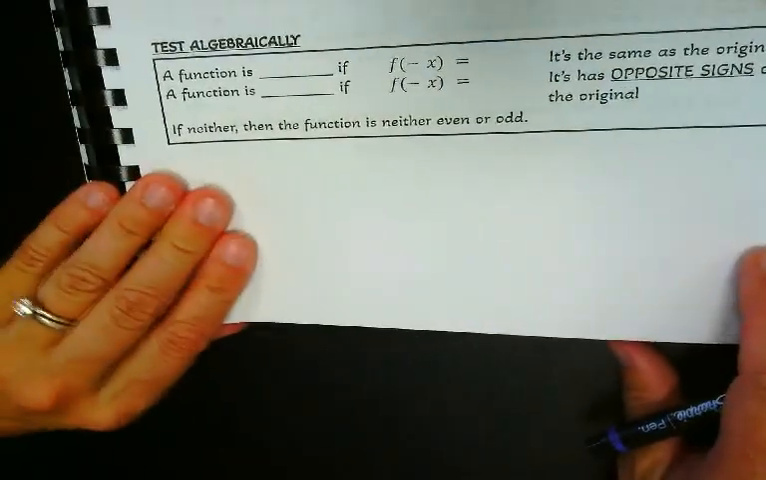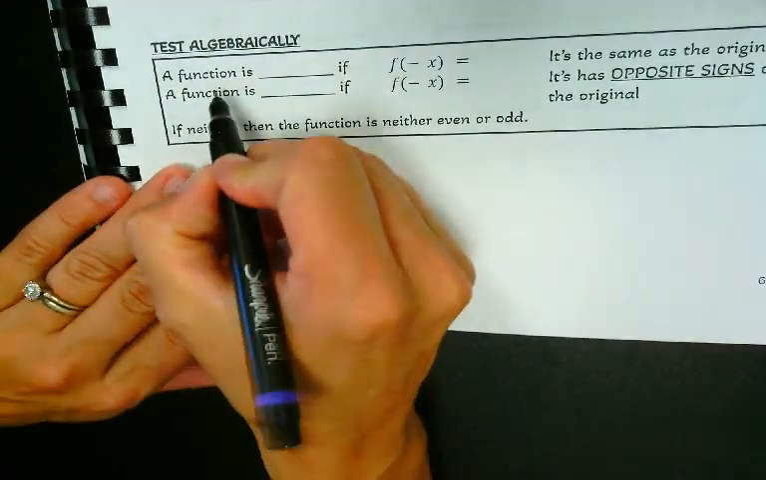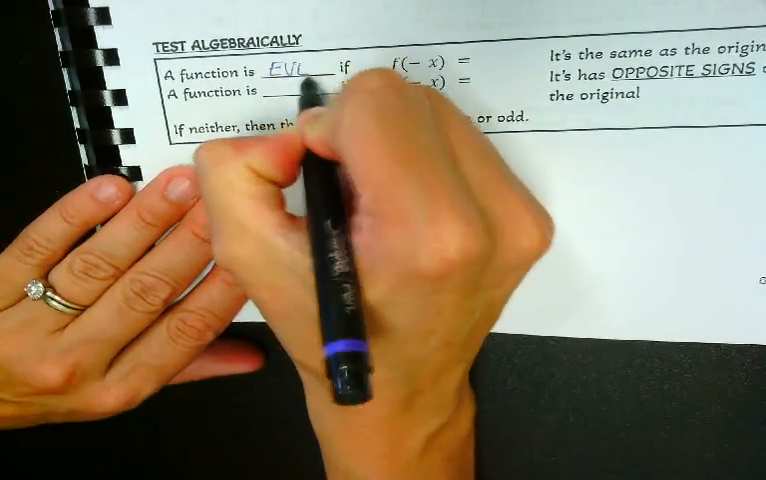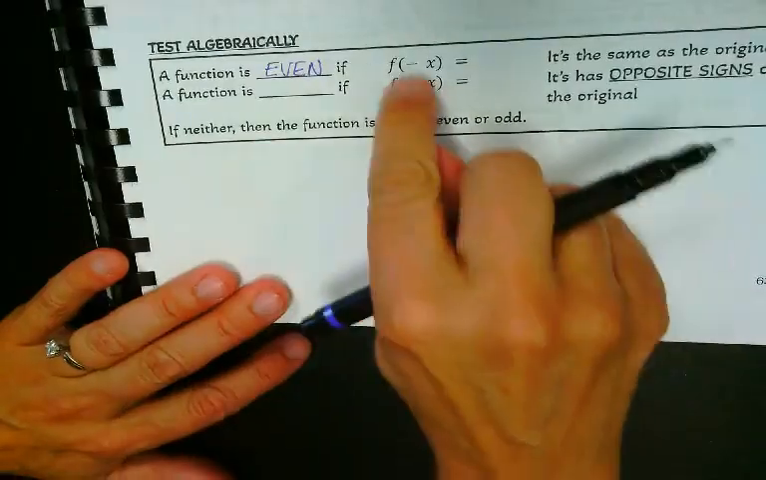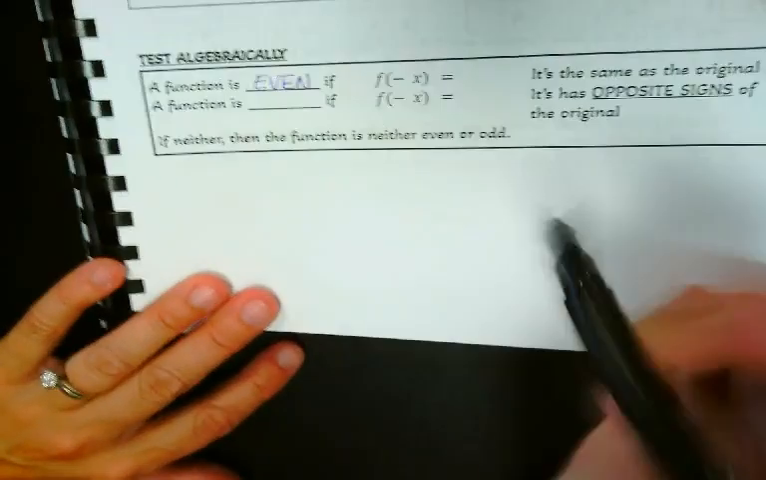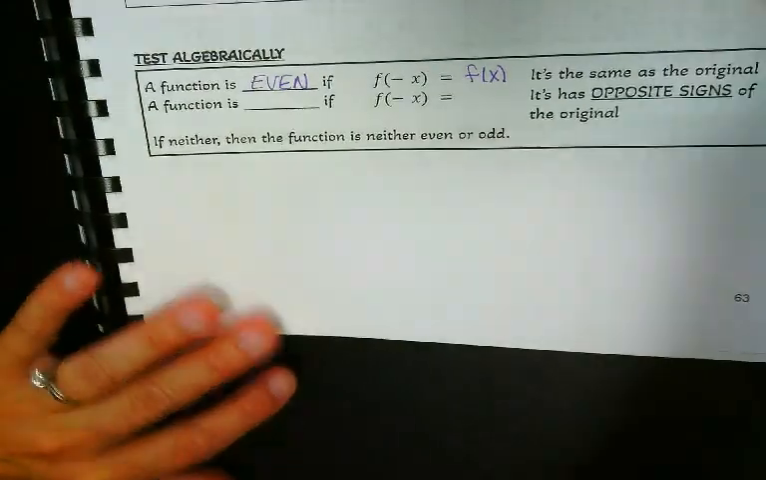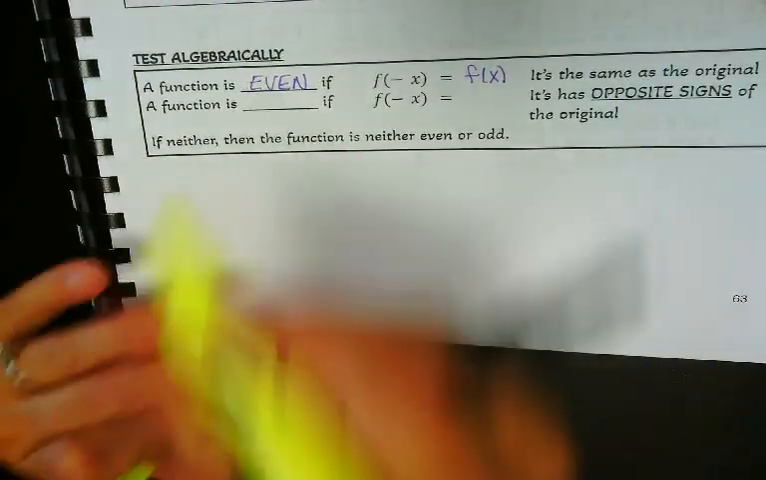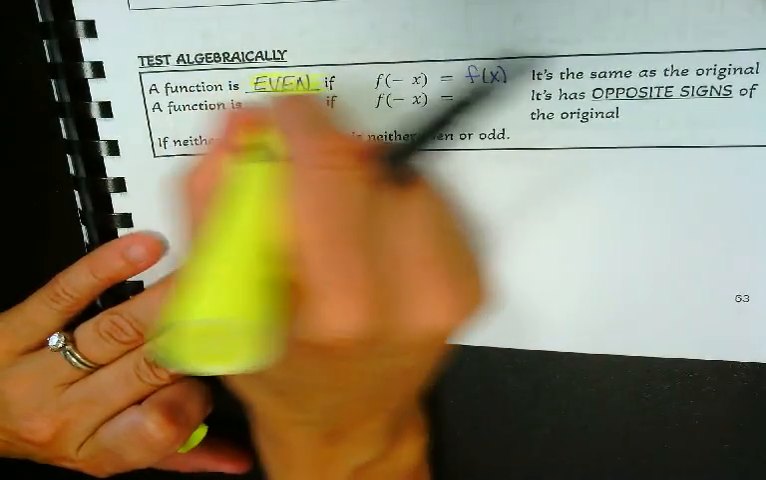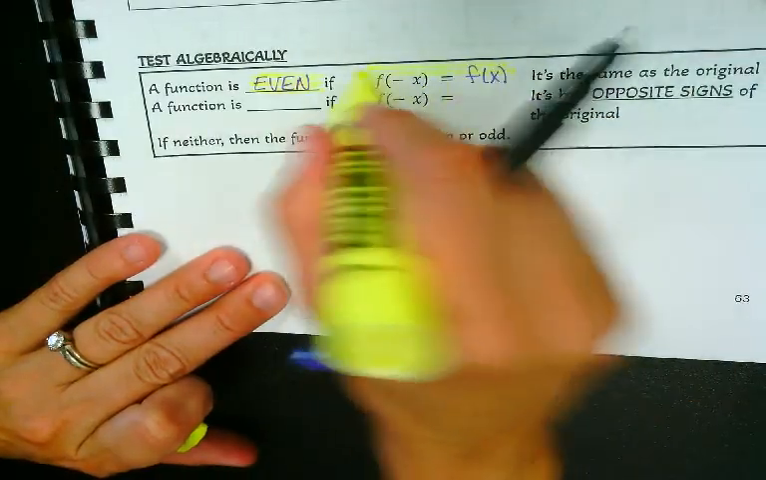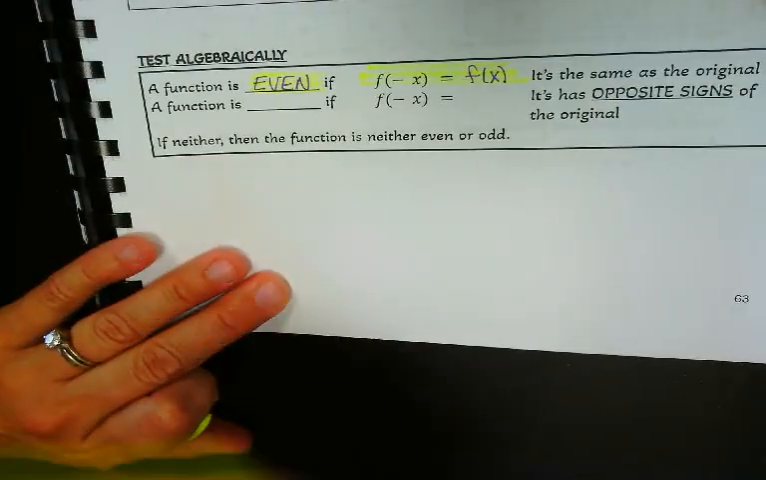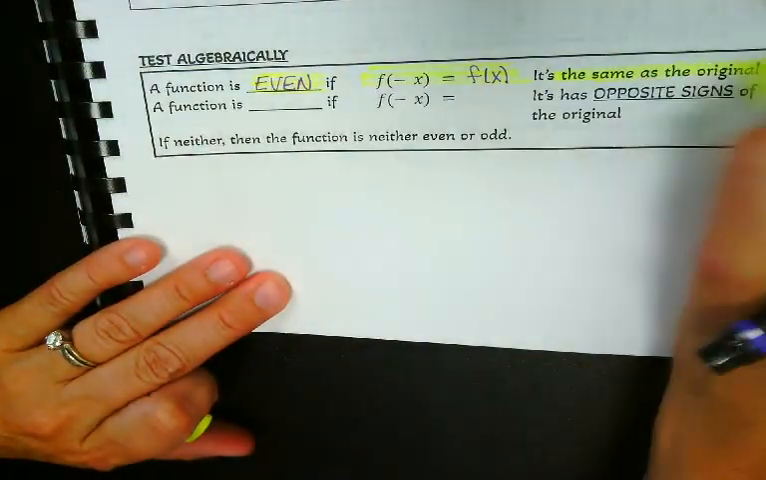All right, test algebraically. Now again, these are the rules we've got to memorize. A function is even if f of negative x equals f of x. So what the heck does that mean? I'm going to say even. This is the rule you're going to write down: f of negative x equals f of x. And what that means is it's the same as the original function.